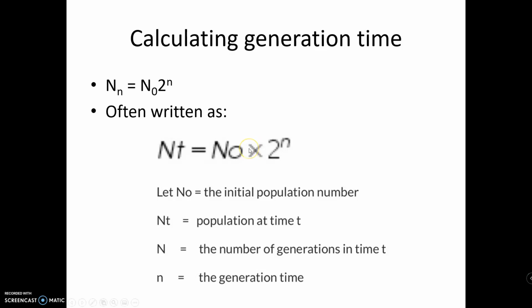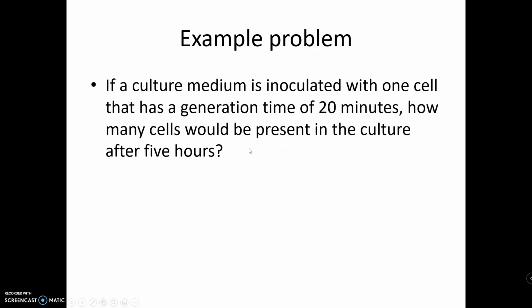So we're going to go over an example problem that I have given you here. If a culture medium is inoculated with a cell that has a generation time of 20 minutes, how many cells would be present in the culture after 5 hours? In order for you to set this problem up, you've got to remember the formula that was given to you just a second ago. You're trying to figure out how many organisms are present after 5 hours.